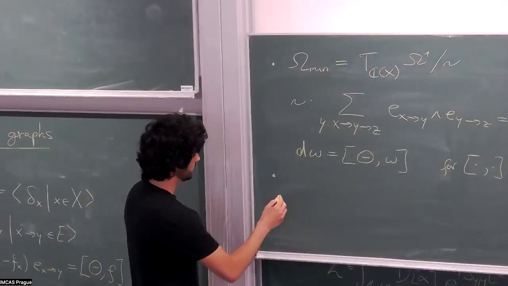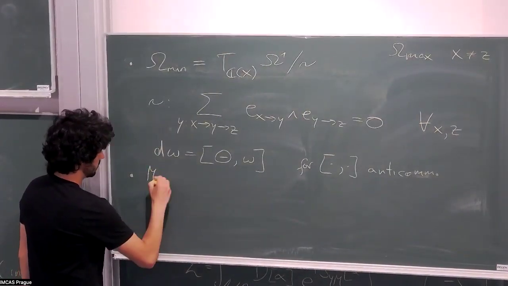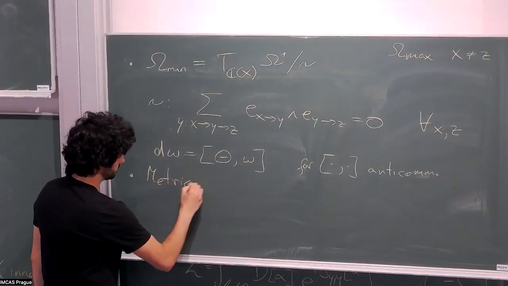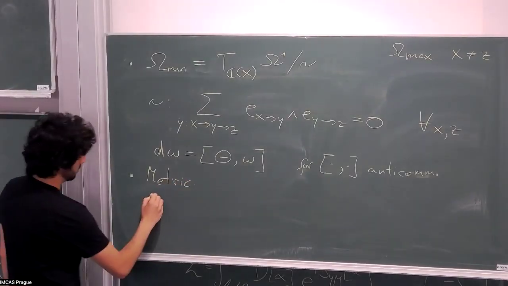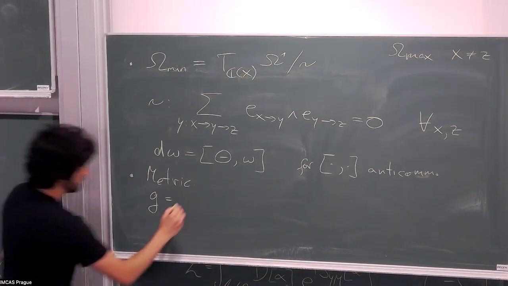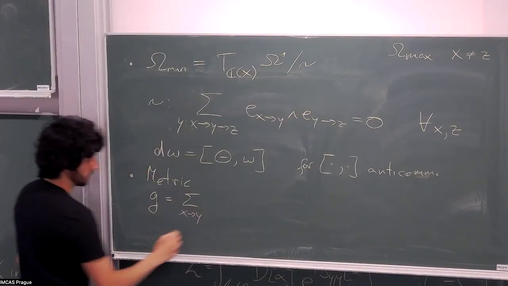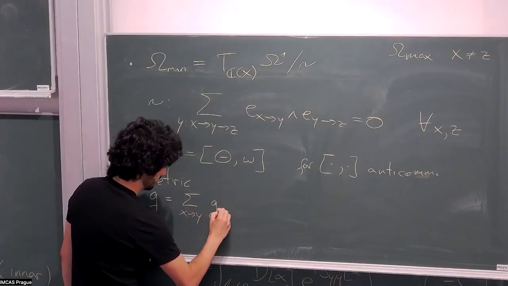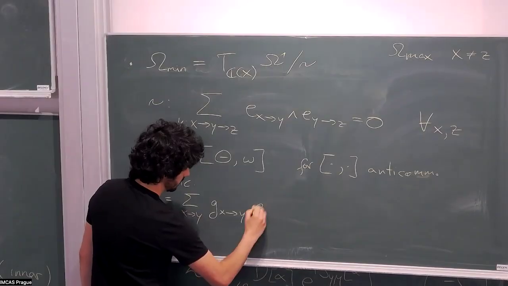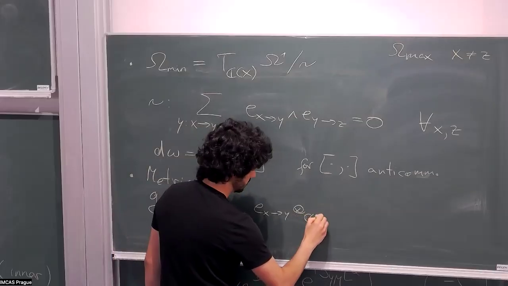Okay, so having this, we can then construct a metric. For a metric, it turns out that we can just write this. This will be just an element in omega 1 tensor omega 1, which we write like this, C_x.